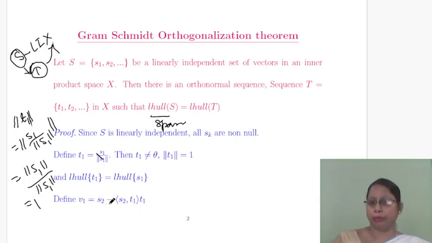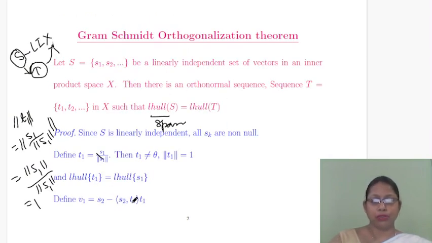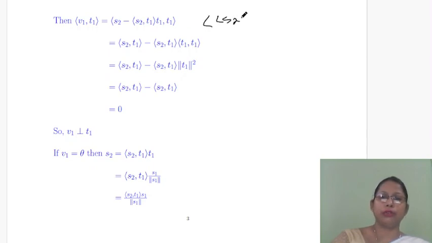Next, we define B1 equal to S2 minus inner product of S2 comma T1, times T1. Next, take the inner product of B1 with T1, which will be the inner product of, now put the value of B1, which is S2 minus inner product of S2 comma T1 times T1, with T1. If I expand this one, I will get inner product of S2 comma T1.